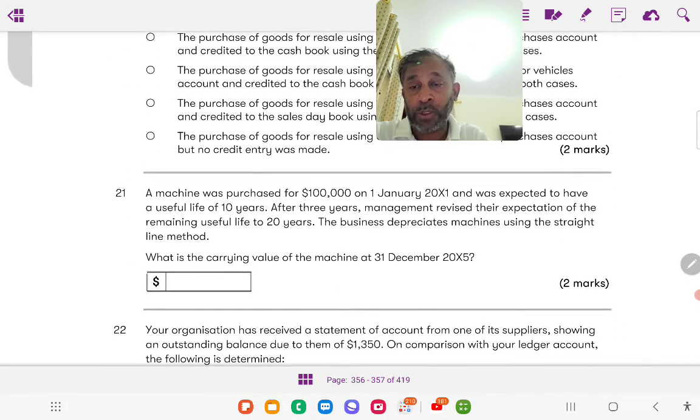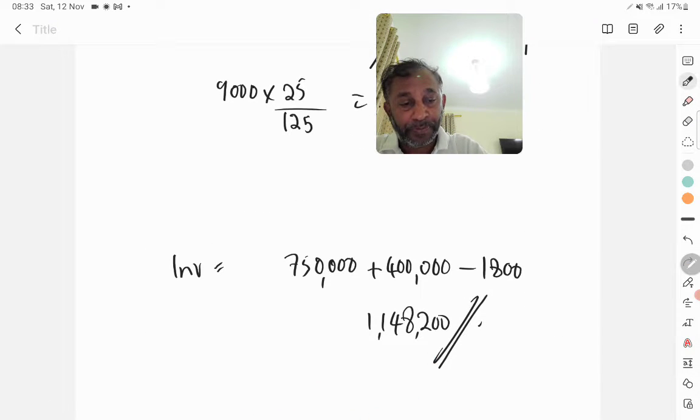Now, let's move on to question number 21. A machine was purchased for 100,000 on 1 January 2011 and was expected to have a useful life of 10 years. After 3 years, management revised their expectation of the remaining useful life to 20 years. The business depreciates the machine using a straight line method. What is the carrying value of the machine at 31 December 2015?